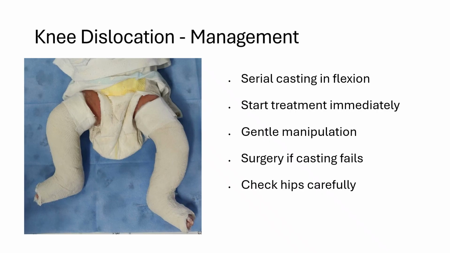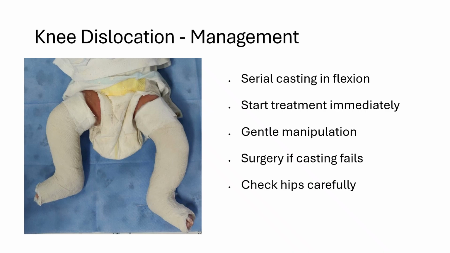The casting process requires gentle manipulation to avoid injury to the growth plates and surrounding structures, followed by casting that maintains the achieved flexion while allowing gradual improvement. When casting fails to achieve adequate flexion, surgical release of the contracted quadriceps becomes necessary.